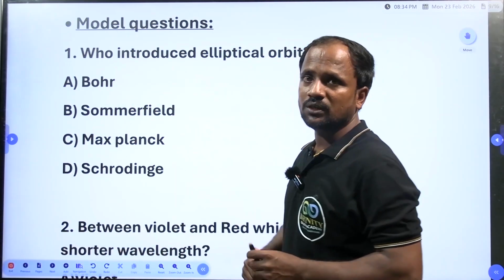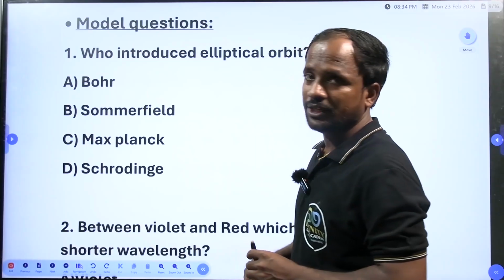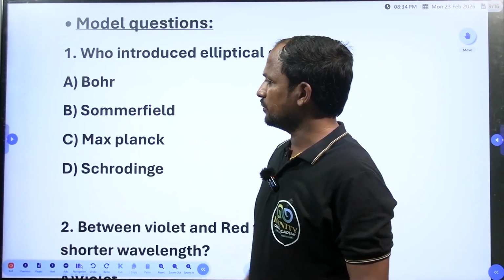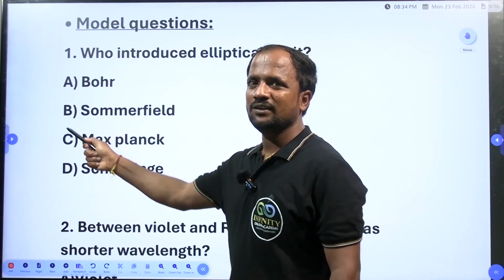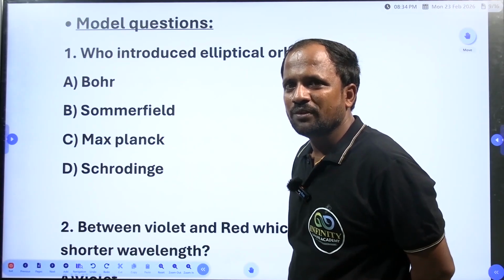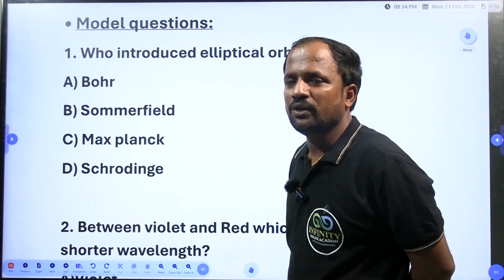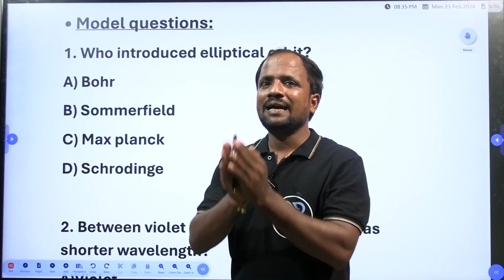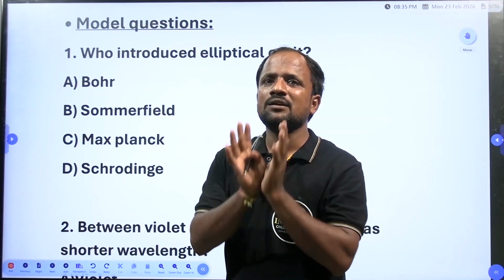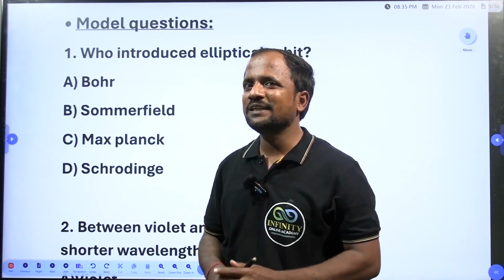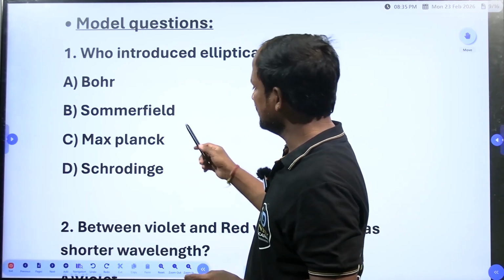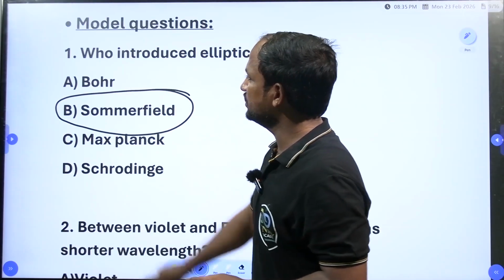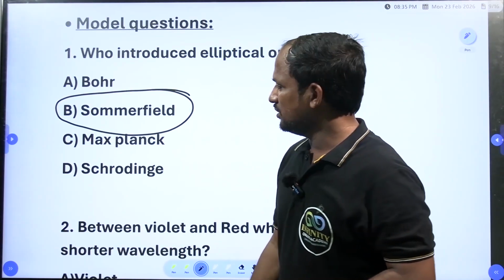Who introduced the elliptical orbit? The spherical orbit was introduced by Bohr. So Sommerfeld, right? Already in the structure of an atom we discussed that. In Bohr-Sommerfeld's structure of an atom, Sommerfeld added elliptical orbits to the Bohr spherical orbit. So that's why your answer is Sommerfeld. Sommerfeld introduced these elliptical orbits.